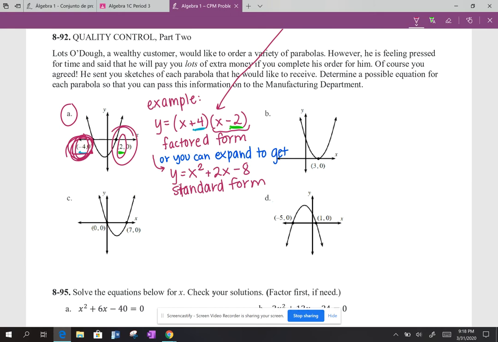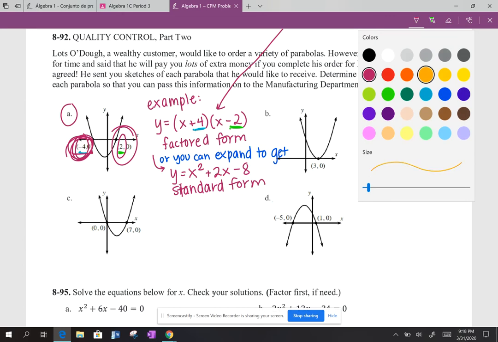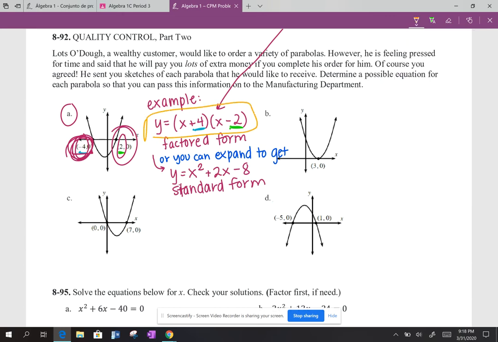You can leave your equation in factored form, or you can expand it to write your equation in standard form. How do you expand this? You would just use a generic rectangle to multiply x plus 4 times x minus 2. Then you would combine like terms. If you add all of these terms together, you're going to get x squared plus 2x minus 8. So you can write it in either form. I'm going to help you with part B, and then you'll do the other two on your own.